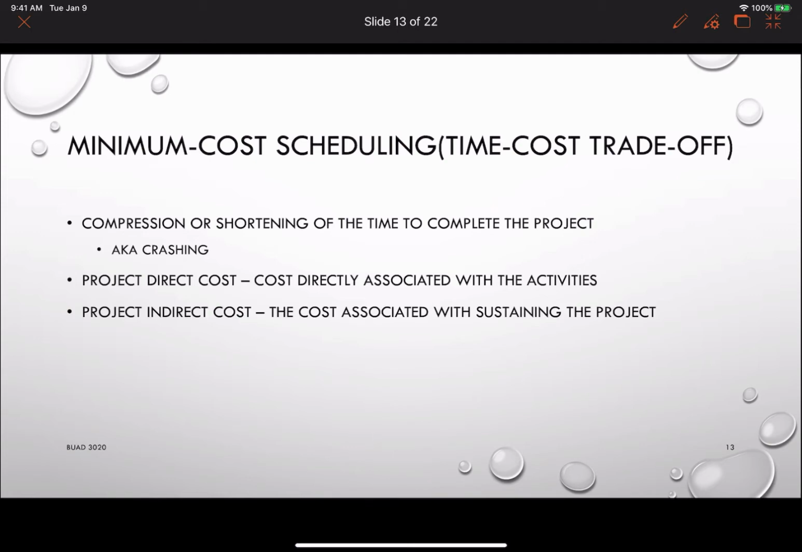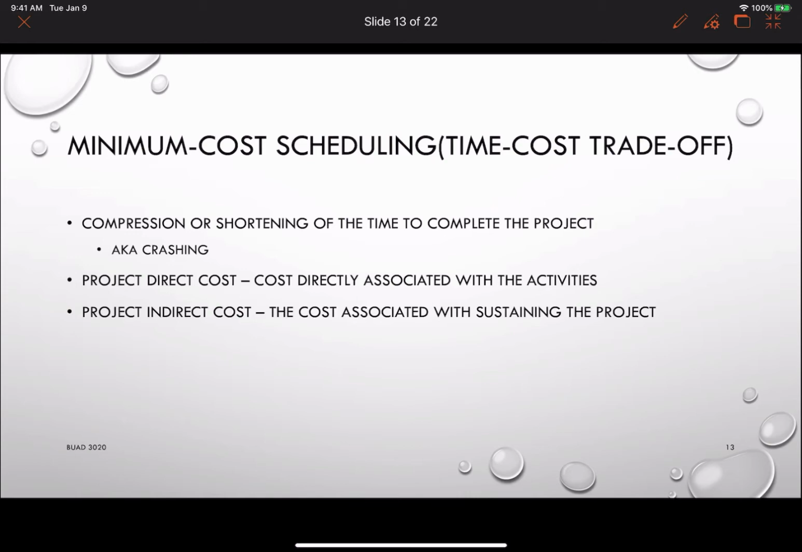So when we are trying to crash the project, we need to consider the cost. And the project will include two types of costs. The one is called direct costs. Those are the costs directly associated with the activities. So whenever you want to shorten the duration of the project, you need to consider the direct cost.